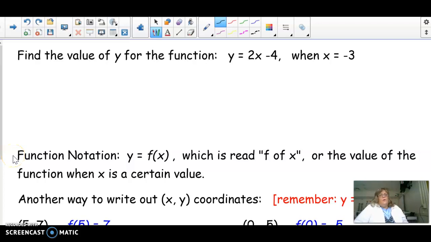Hey guys, this is a video on functions and function notation.